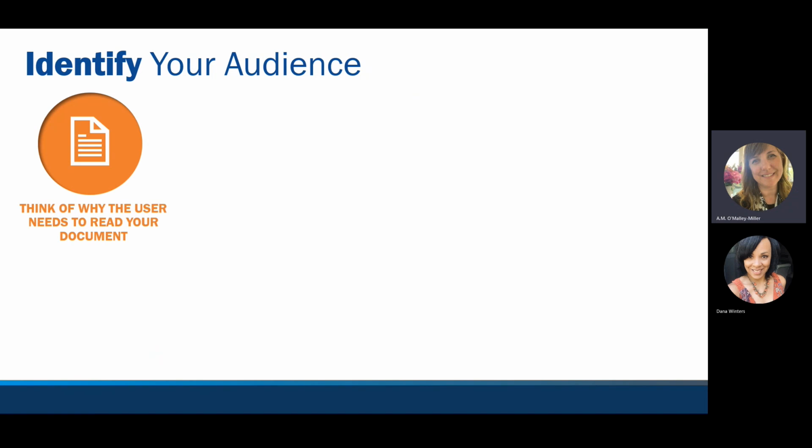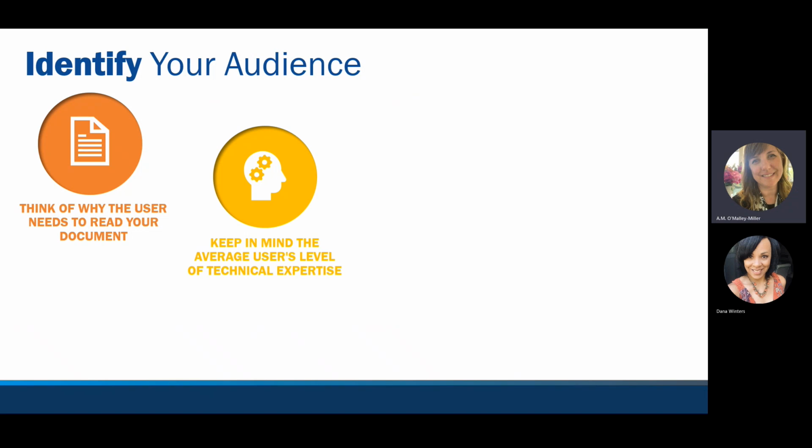One of the most popular plain language myths is that you have to dumb down your content so that everyone everywhere can read it. That's not true. The first rule of plain language is to write for your audience. Use language your audience knows and feels comfortable with. Think of why the user needs to read your document. Keep in mind their level of expertise.